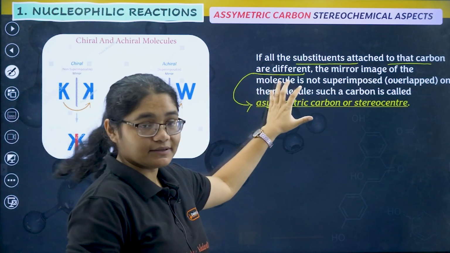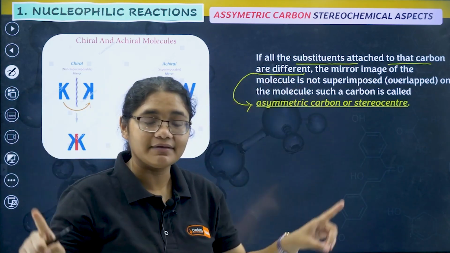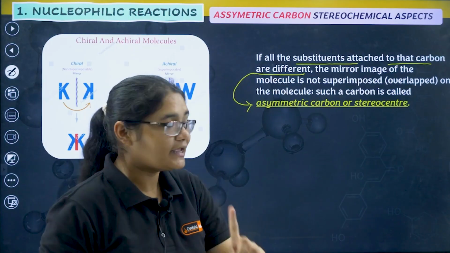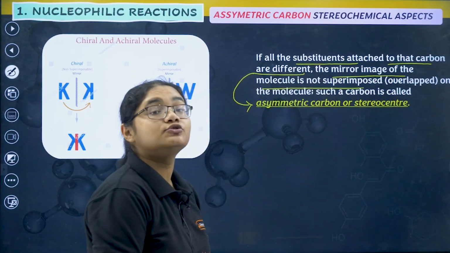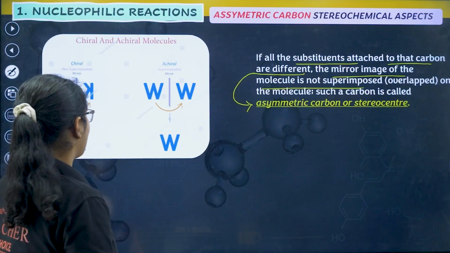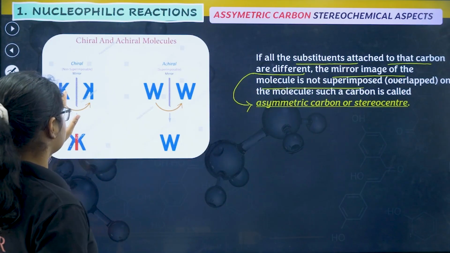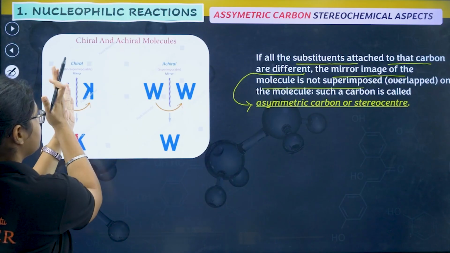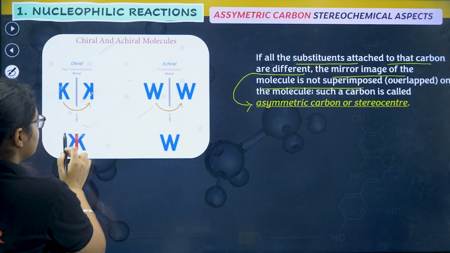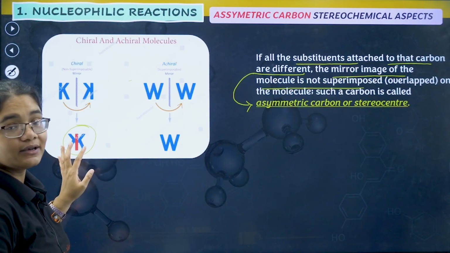Now, if a carbon is there which has all the 4 groups different, in that case what happens? The mirror image of the molecule is not superimposable. Now, what does that mean? I'll give you an example. Suppose you have a letter K. If you have its mirror image and you try to superimpose one on the other, you see they are not superimposing on each other.